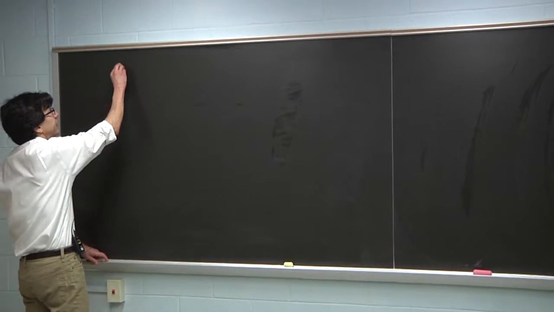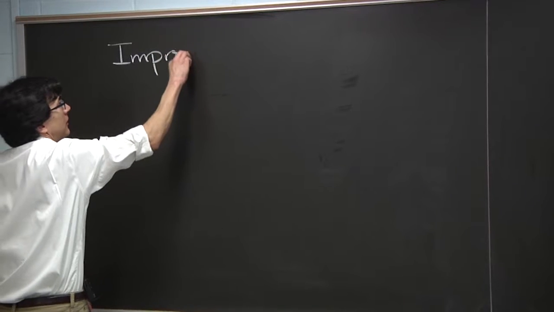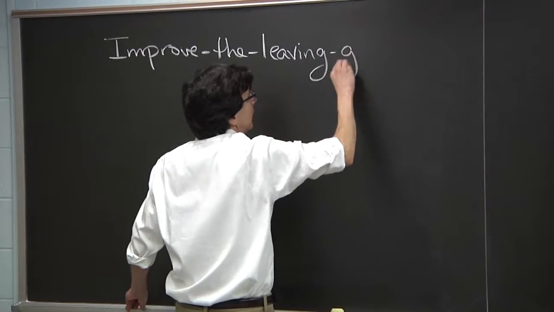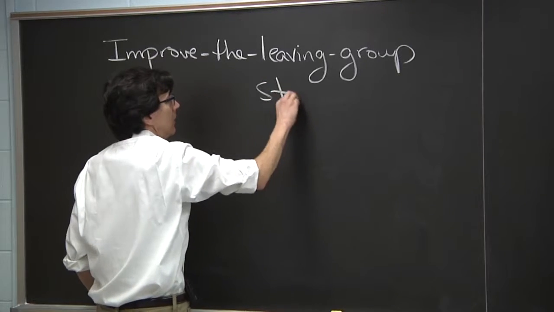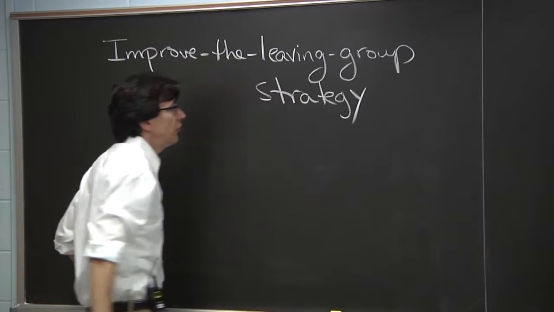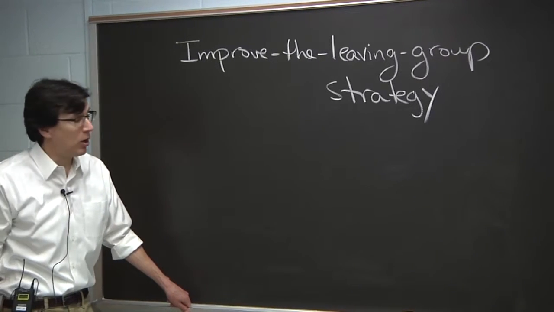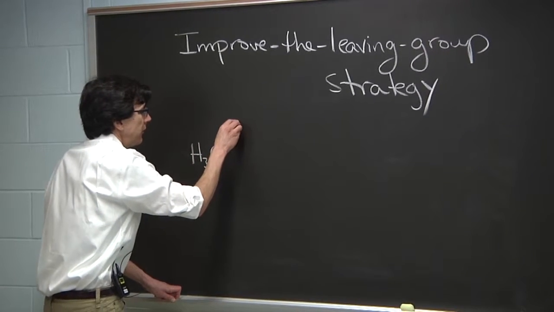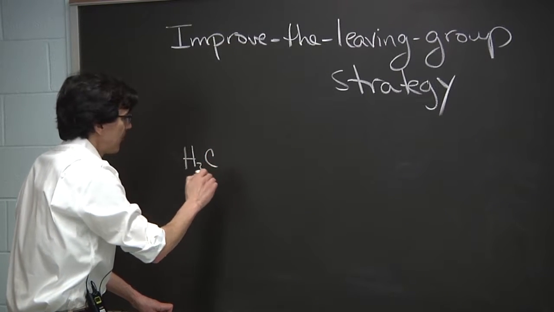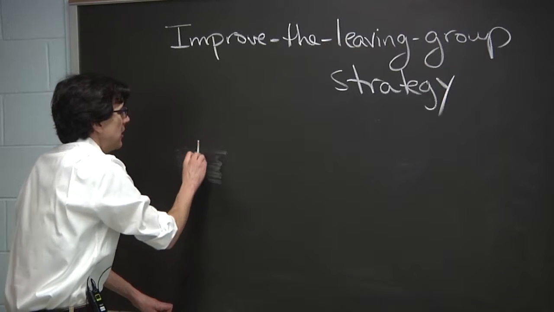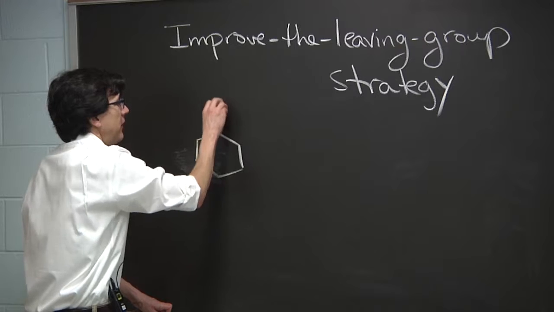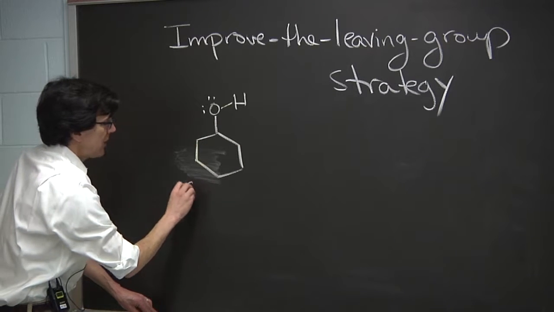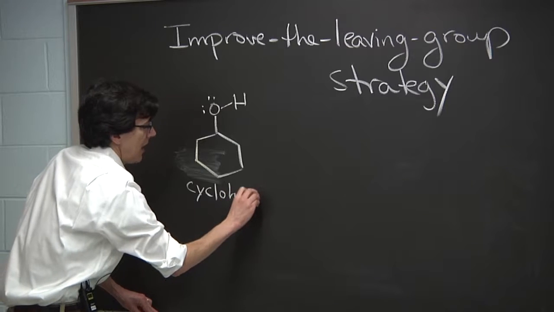Let's continue with this improve the leaving group strategy. Again, this is particularly useful and significant when your starting material is an alcohol. So let's imagine that we have an alcohol. Let's just use maybe this alcohol right here. This is a derivative of cyclohexane. So this would be cyclohexanol.